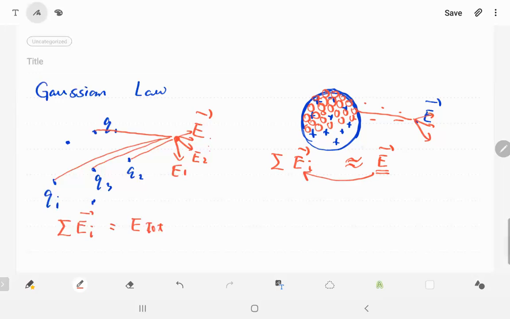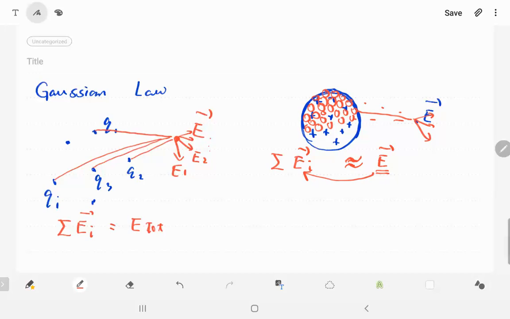So this is just an approximation, but we can do the calculus, then eventually all the electric fields are going to converge into a value. That value is the electric field. But this is a very difficult way to do, and we don't want to do that.